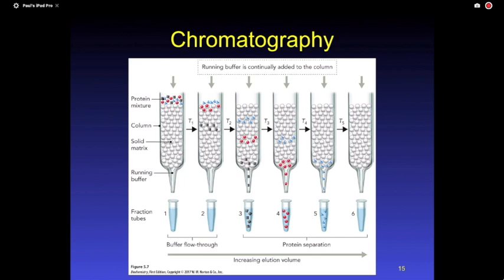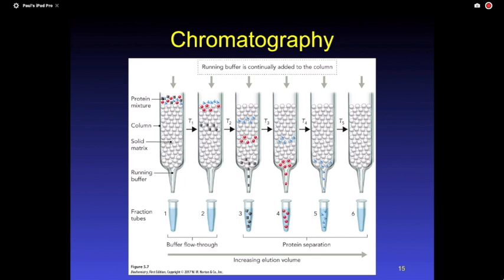Now what happens is if you just use your running buffer, all right, you wash off everything that doesn't stick. But if you want to get the stuff that does stick, you have to change buffers into a new buffer called the elution buffer. That means something in the buffering system is going to be added into the solution that will displace the things that are interacting with a solid matrix.